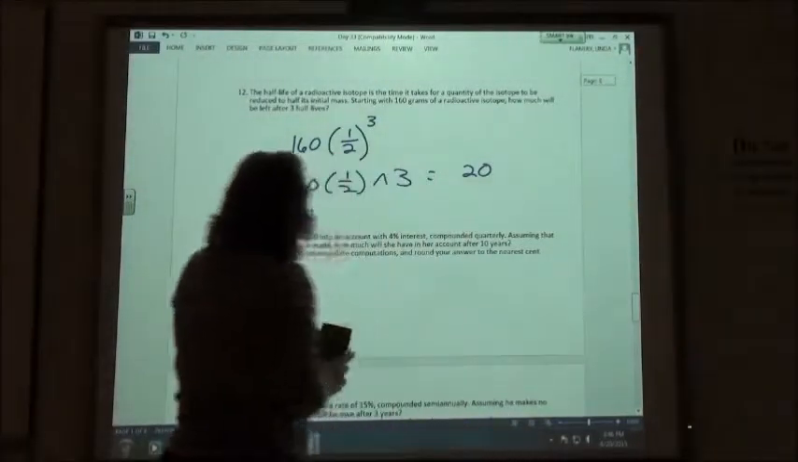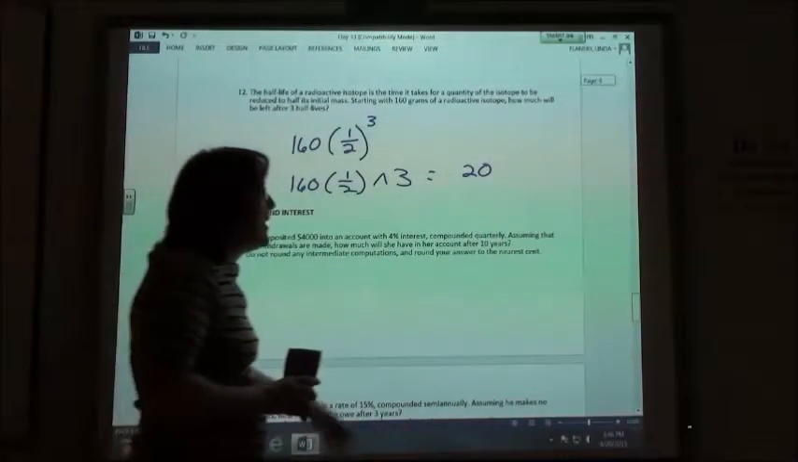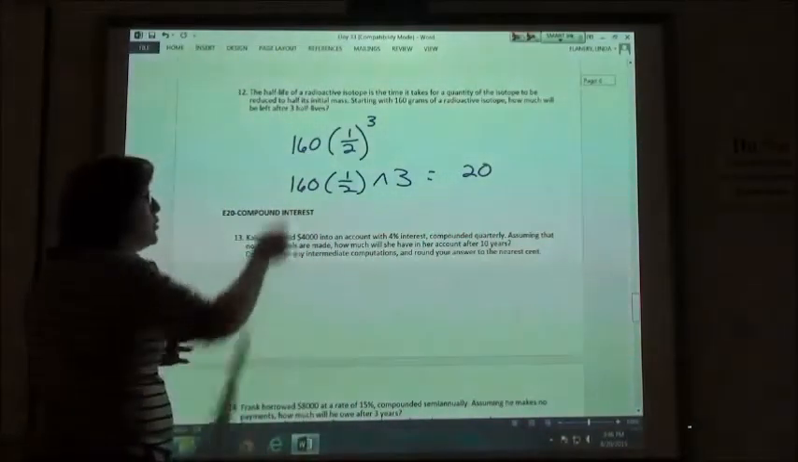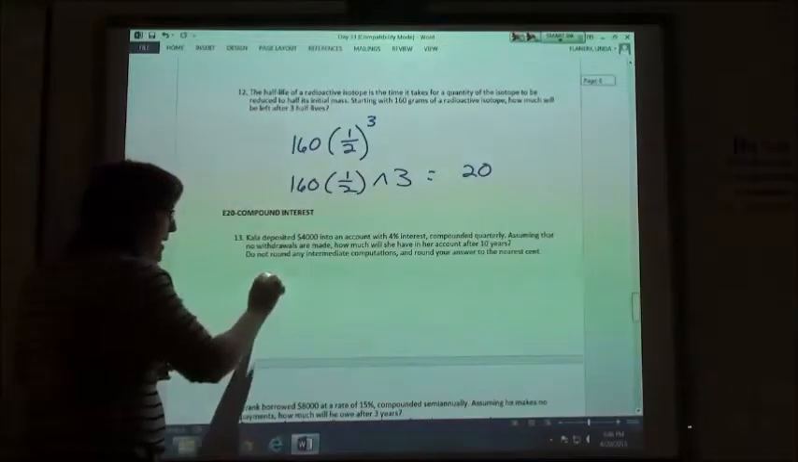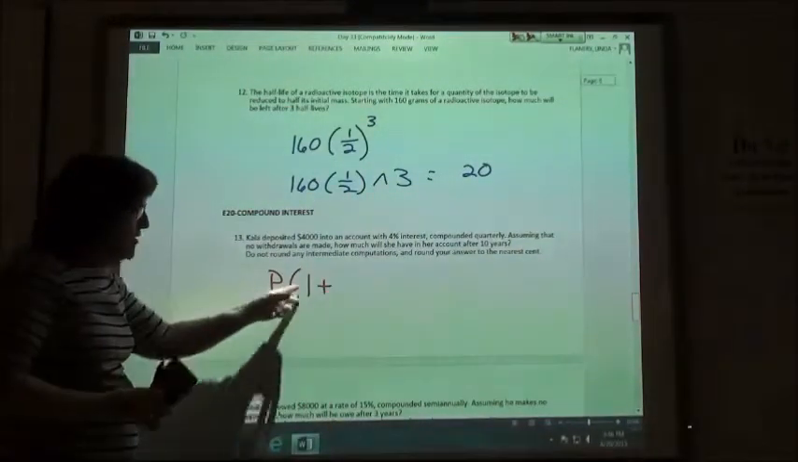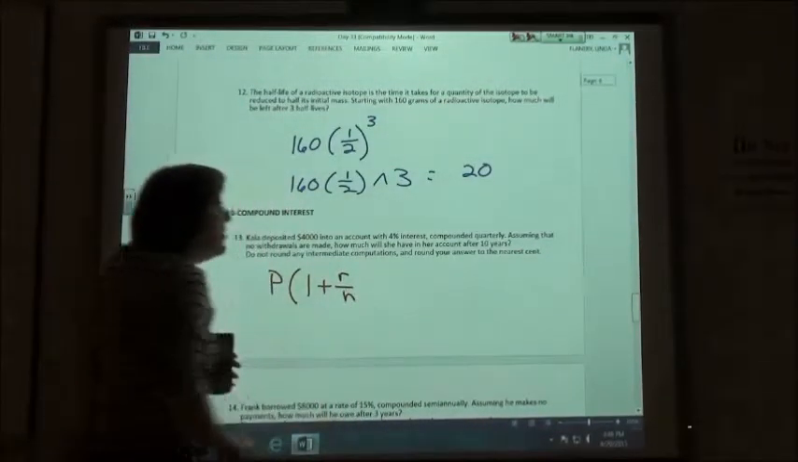Compound interest. Notice that the other interest one I talked about was always compounded annually. If it's compounded anything other than annually, we have to use what's known as the compound interest formula. It looks sort of like the formula we've been using. Principal, 1 plus, the 1 is the full price. This is the rate over the number of compounding periods.